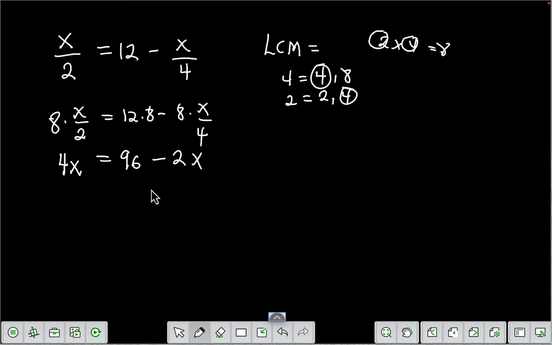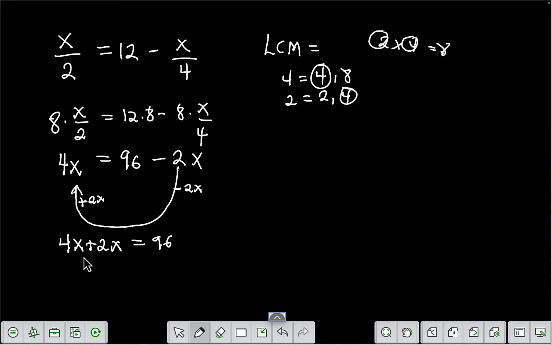Now we can transpose. Transpose means that I pick this one from the right side of equality and bring it to the left side of equality, right? It is negative 2x on the right side of equality. When I bring it to the left side, it becomes positive 2x. You just negate it. This gives me 4x plus 2x equals 96.